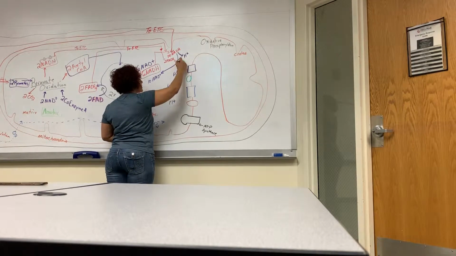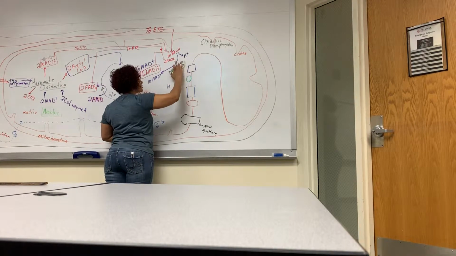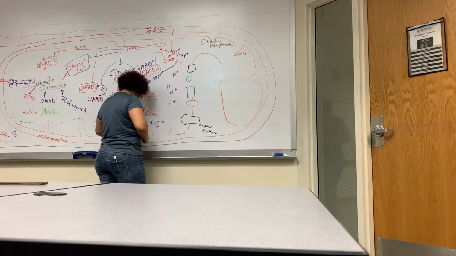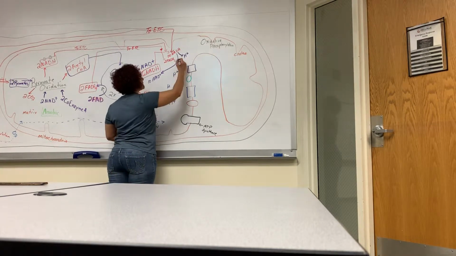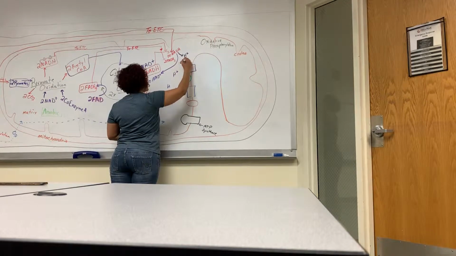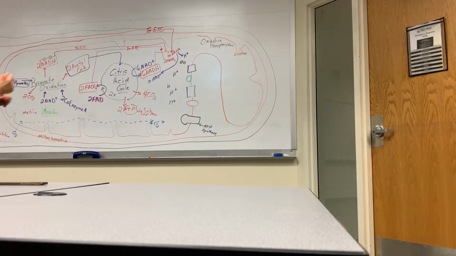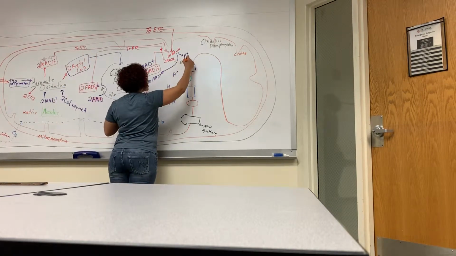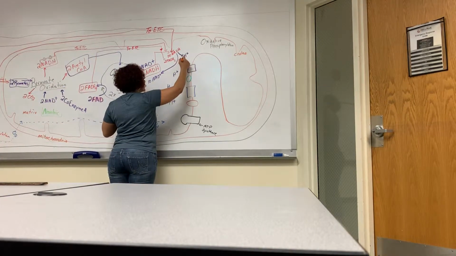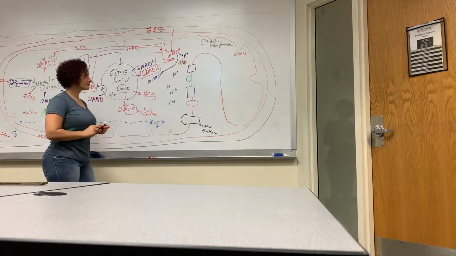Oh, I do have an orange. Let me do orange instead. It's like glowing. Boom and boom. Oh, where's my orange? High energy electrons at the beginning, i.e. top of the electron transport chain, okay?